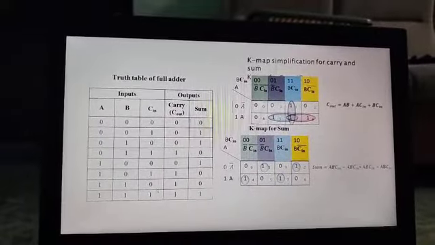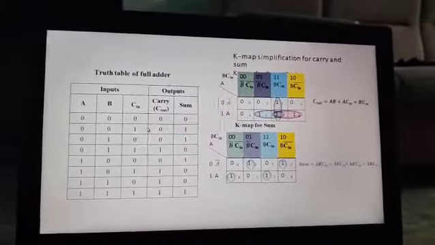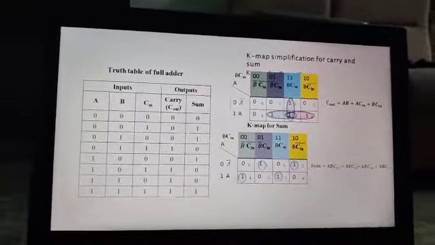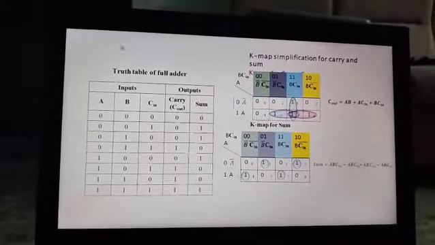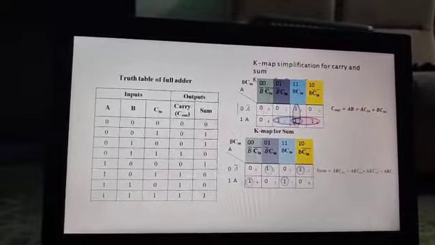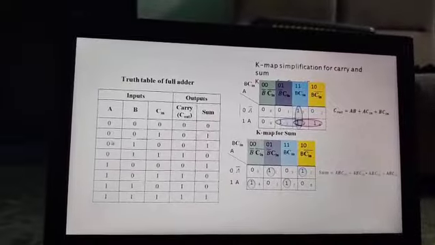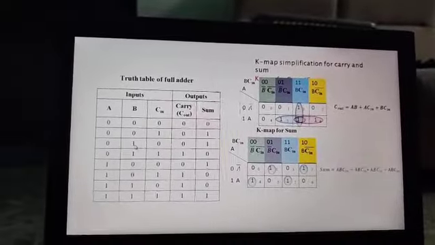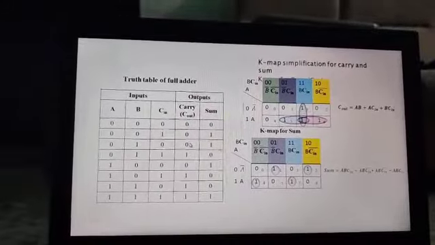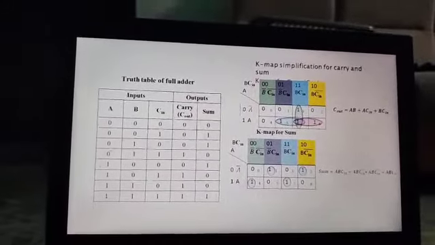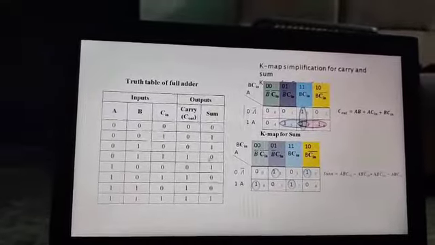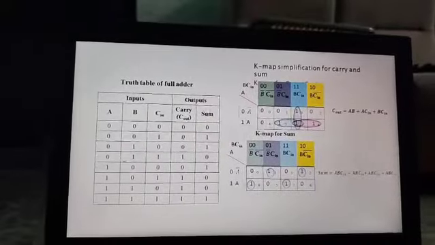And next what we have to do is the addition process, right? 0 plus 0, 0. 0 plus 0, 0. That is our first output. And 0 plus 0, 0. 0 plus 1, 1. So sum is 1, carry is 0. 0 plus 1, 1. 1 plus 0, 1. Sum is 1, carry is 0. 0 plus 1, 1. 1 plus 1, 10. So sum is 0 and carry is 1.